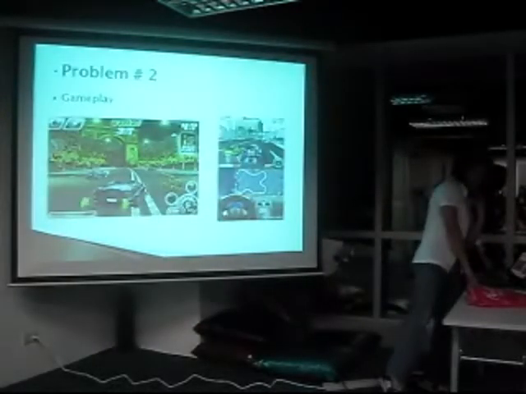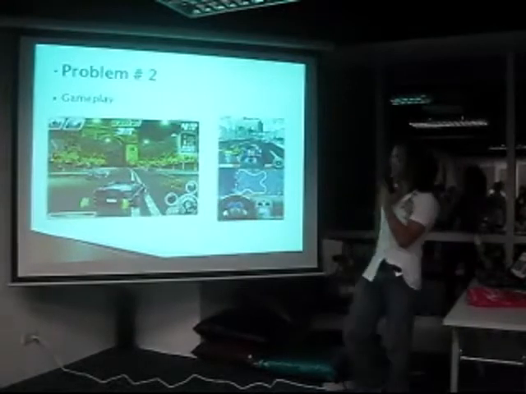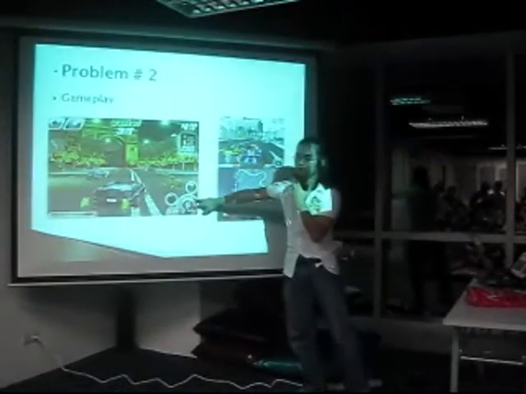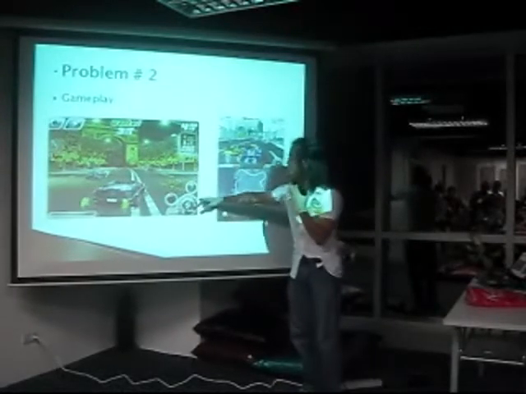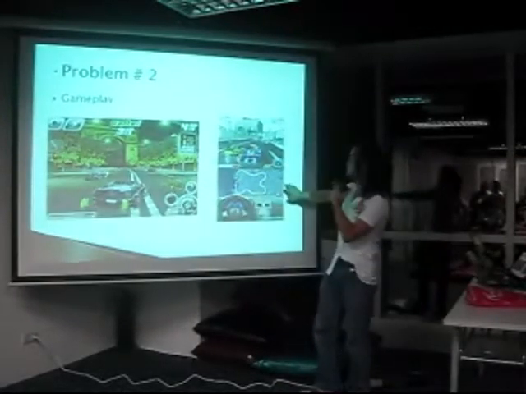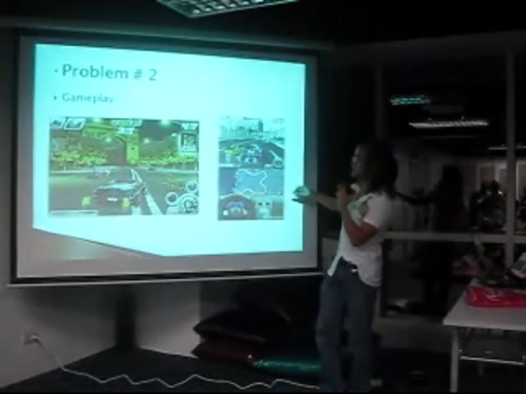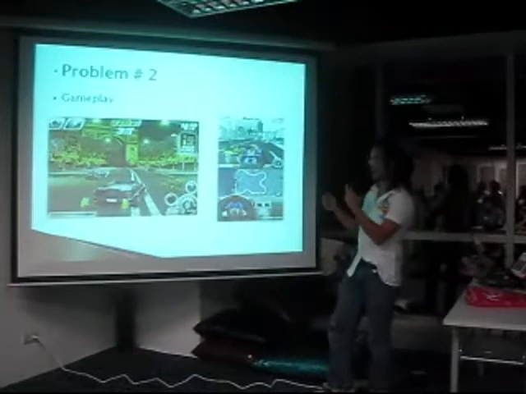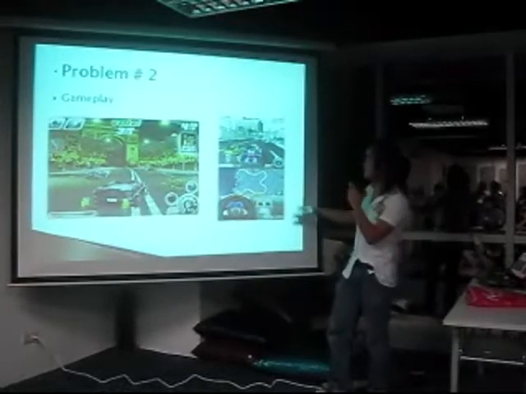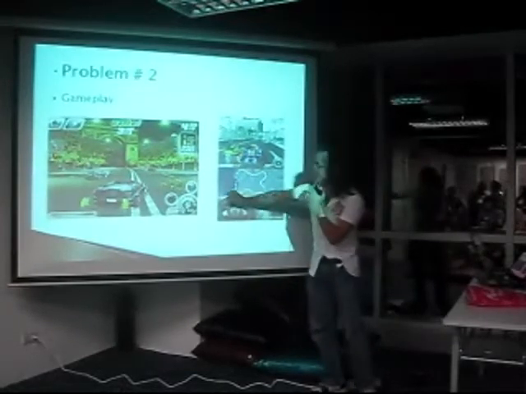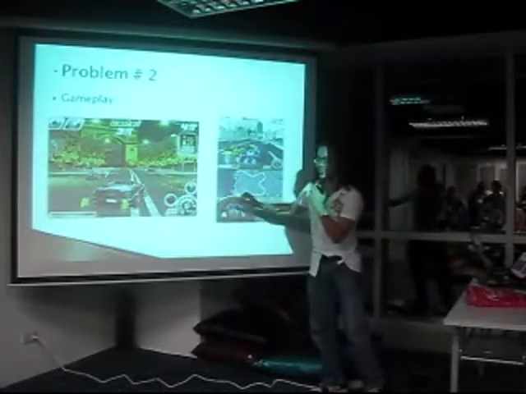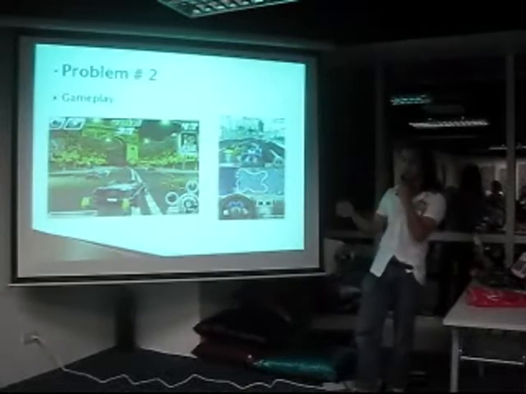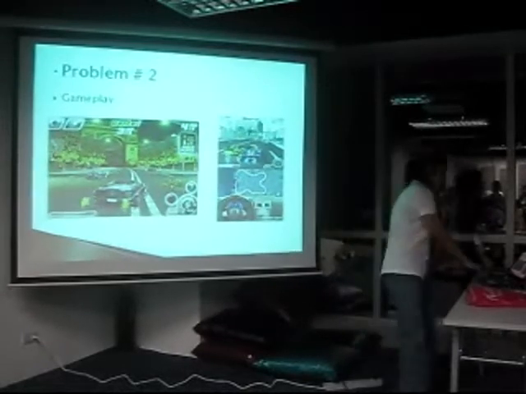There. Problem number two: gameplay. This one is the iPhone version of Asphalt 4, and this one is the DS version of Asphalt 4. As you can see, on the iPhone you control it by tilting the iPhone itself, and on the DS you control it by swiping the wheel, and it turns left and right. You can also use the direction buttons, actually.